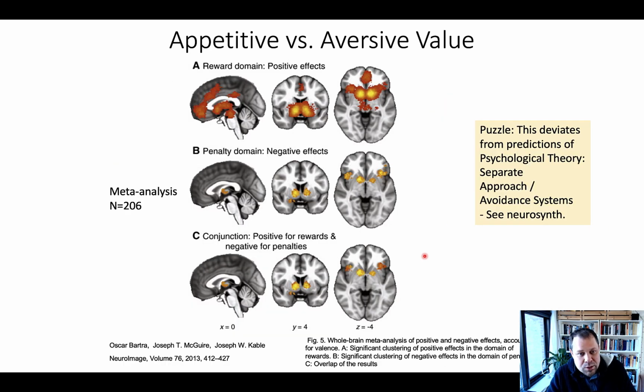Now this opens a question, however, because we see that both positive and negative effects are processed in the ventral striatum. So this might be an integrative region in a sense, but it does deviate from what psychological theory predicts, namely that there are separate approach and avoidance systems. And in fact, there's also evidence for these types of approach and avoidance systems within the brain. So approach systems basically process positive value, and avoidance systems basically process negative value and emotions. So that's an open question that we can discuss further later.